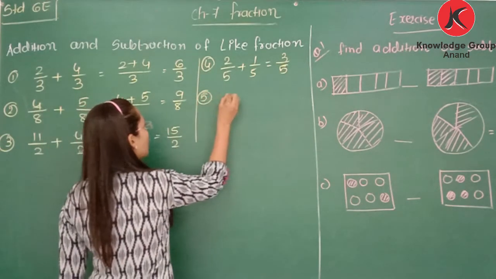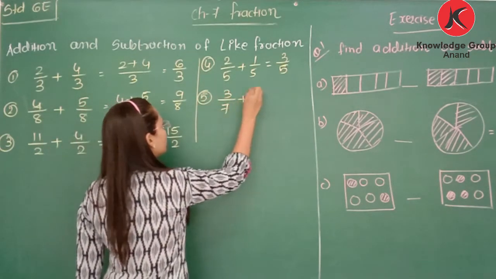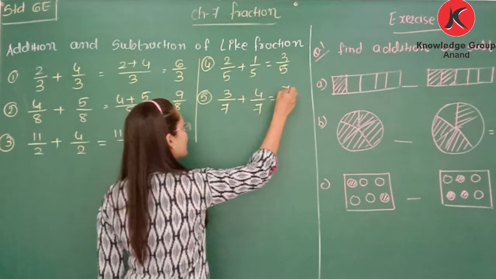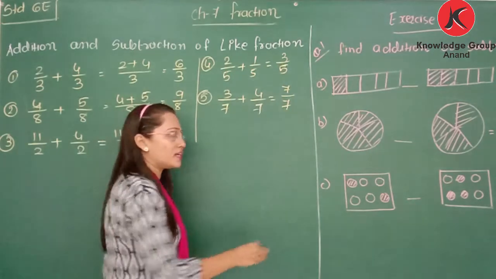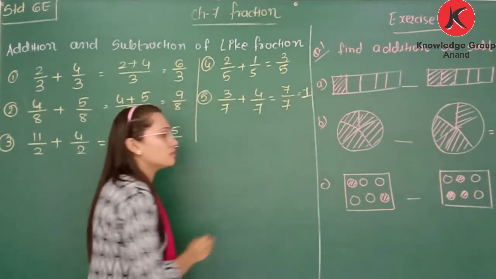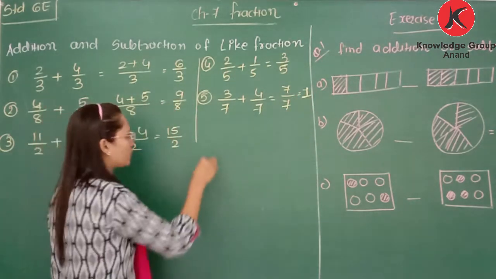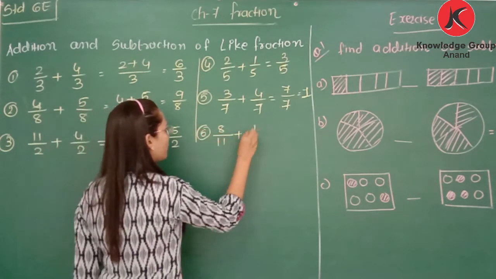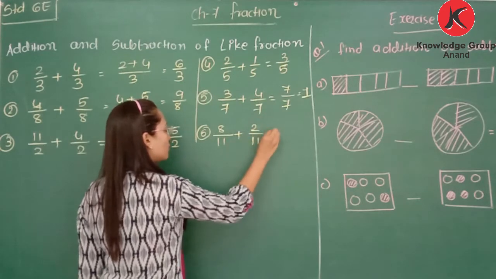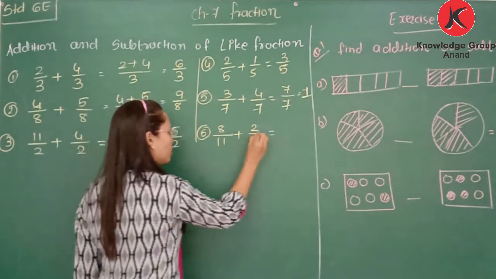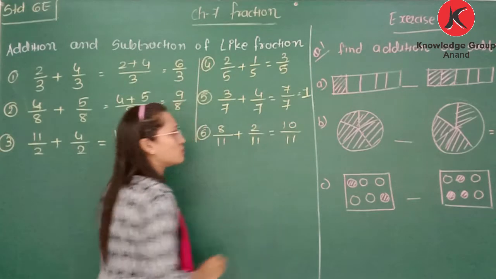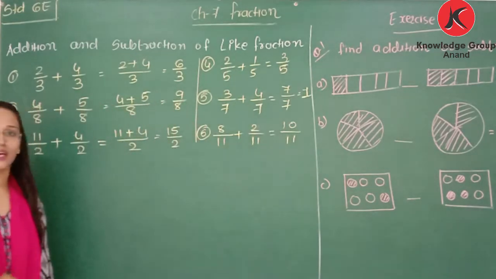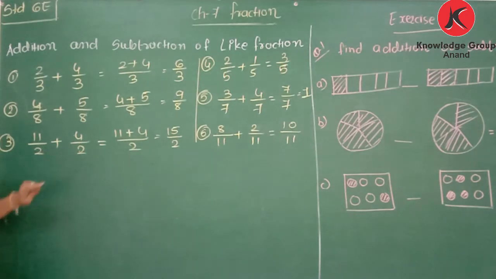Let's take one more example. Now here 3 plus 4 that is 7, divided by 7, that is what? Whole part 1. 7 will be cancelled out. 8 by 11 plus 2 by 11. So again 8 plus 2 that is 10 by 11. So this way you can perform the addition of like fractions. Like fractions mean the denominators are the same.